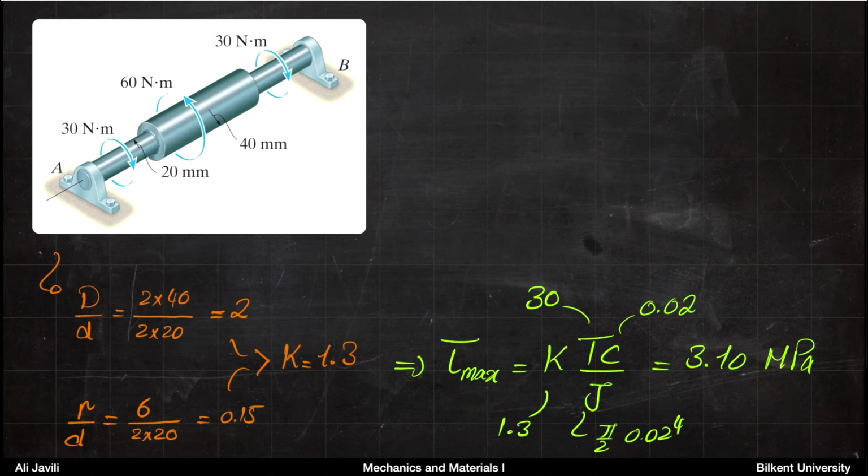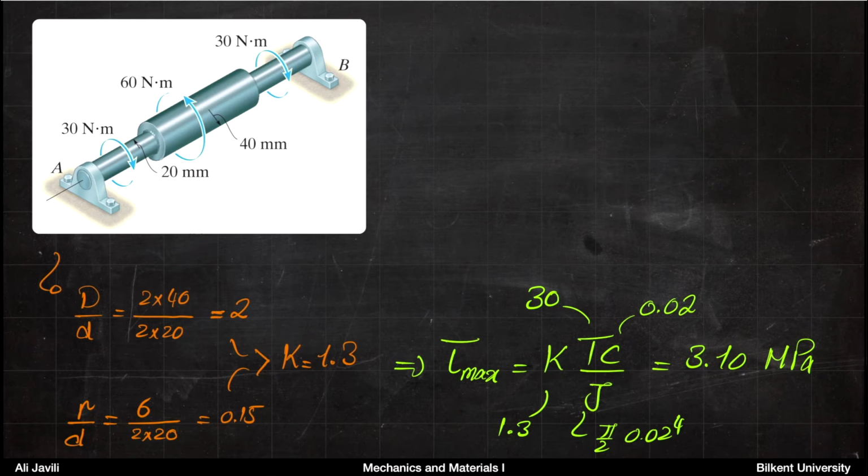So all you have to do now is use the formula that we introduced earlier. Tau max is K, the stress concentration factor that we know now, times torque, that is 30 Newton meter, times c, that is the maximum radius at the thinner part, 0.02, divided by J. And again, J also corresponds to the thinner part of the shaft. So basically, you want to calculate the maximum stress for the thinner part and then multiply that by the stress concentration factor. If you do that, you get 3.10 megapascal.